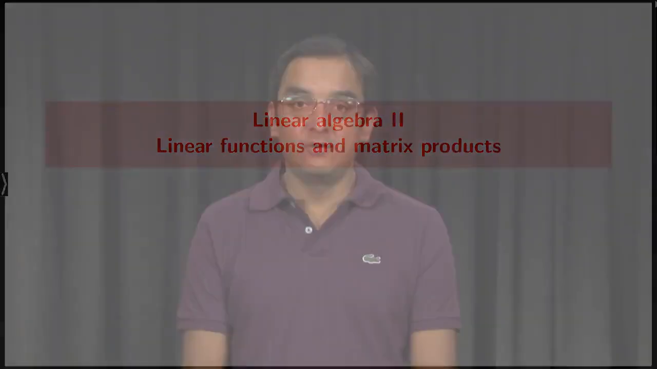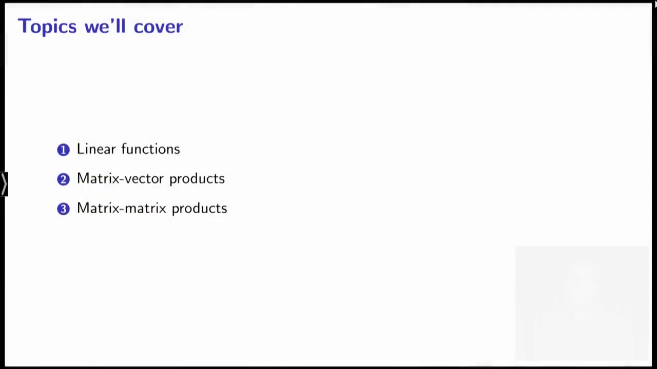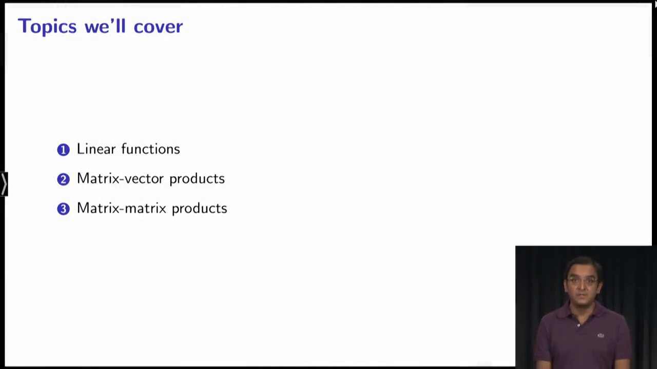We now continue our review of linear algebra. Last time, we looked at the dot product between two vectors. What we'll do today is to build upon this to get products between vectors and matrices and matrices and matrices. This is crucial to modeling linear functions, which are among the most common functions that we'll be using in this class.